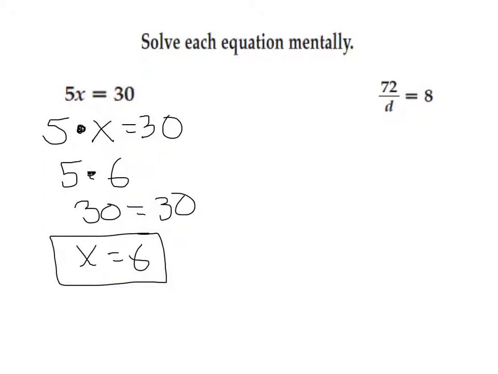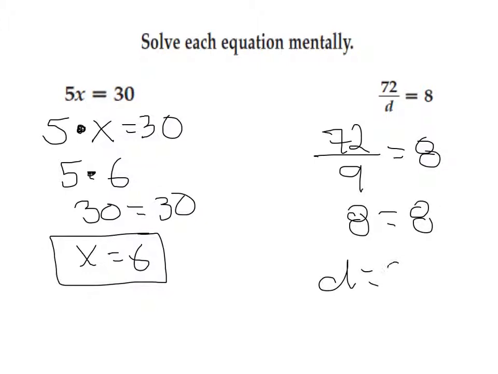Our next problem is a division problem. 72 divided by some number, we'll call it d, is equal to 8. We're going to use mental math. Sometimes you can think of what number can go into 72. Or also you can think, what number times 8 equals 72? Both of these are good methods for mental math. In this case, using my times table, I do believe 72 divided by 9 is equal to 8. That is true. So d is equal to 9.